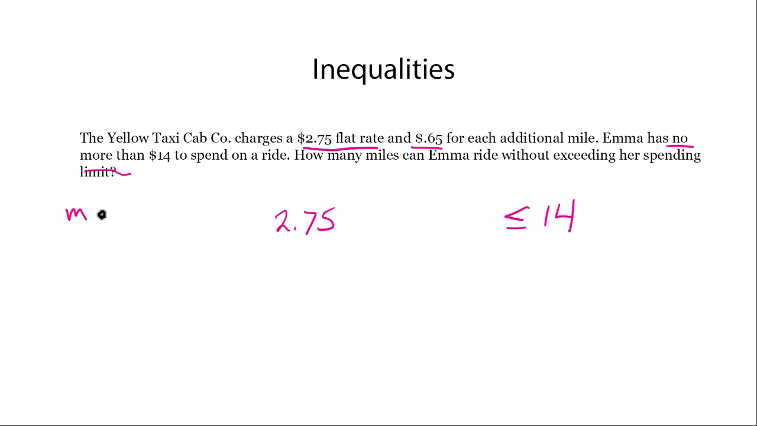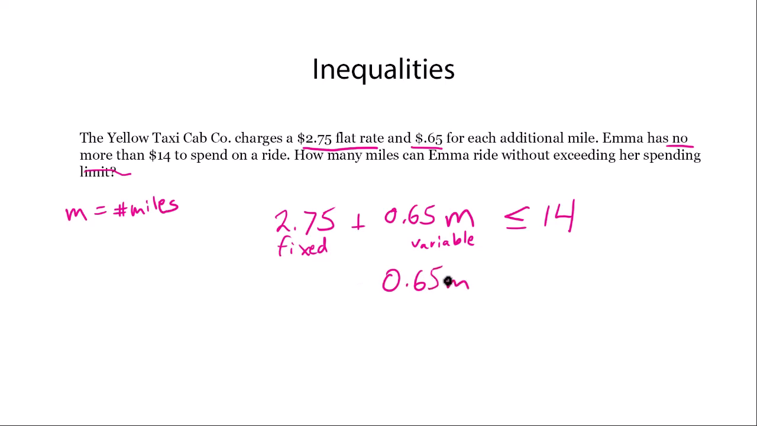So the variable we'll define here, the unknown, is number of miles. We'll define that as M, and we want to know how many miles M she can travel on $14. So she's got her fixed fee of $2.75 plus her variable cost of 65 cents, 0.65, times the number of miles M. And that can be no more than her total amount of dollars available to spend, which is $14. So that's our inequality set up. Now I can begin to solve it.